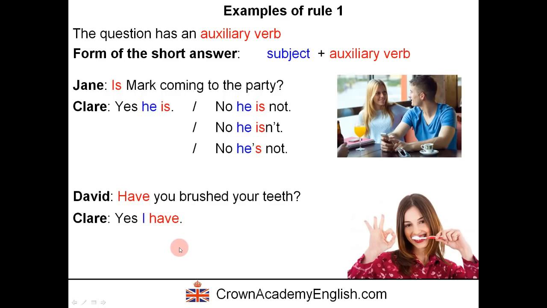But what if the answer is no? Well, here is the full form. No, I have not. So in the short answer, we don't say the main verb. We only say the auxiliary verb. So we don't repeat this or this. Okay? And we can use this in the contracted form. No, I haven't. Or, no, I've not. So all of these answers are correct. Okay?